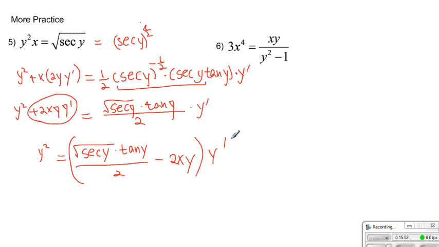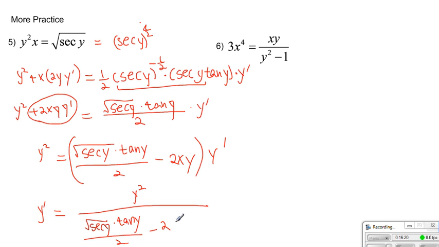Now, what we end up getting here is y prime will be equal to y squared, and then the square root of secant y times tangent y over 2, minus 2xy. So this becomes our final answer.